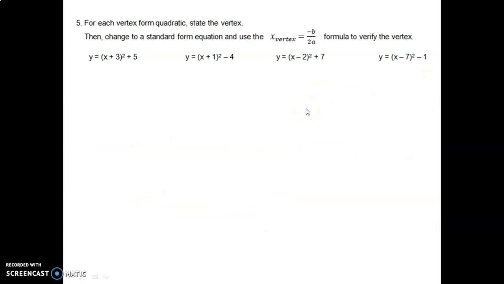Okay, so considering what you just learned, for each vertex form quadratic, state the vertex. So looking at this one, what is the vertex?